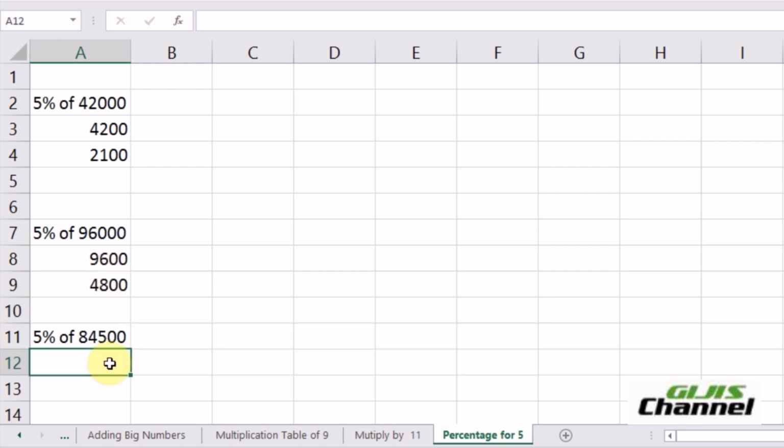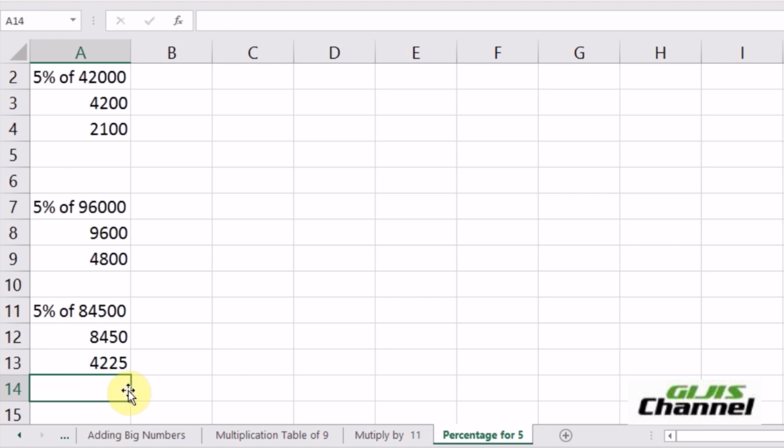So let's see how to do 5 percent of 84,500. First, as I said, move the decimal point over by one place. So 8,450.0. Now what we need to do is divide 8,450 by the number 2. That becomes 4,225. So the answer is 4,225.